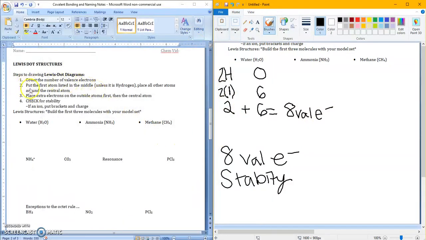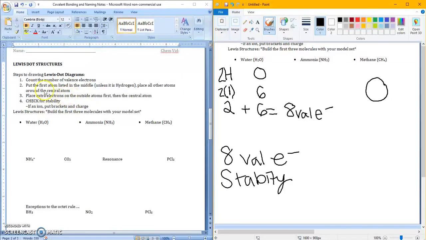So the next thing I need to do is put the first atom listed in the middle, unless it's hydrogen. Remember, hydrogen is the exception to every rule, and Lewis dot structures are no different. Okay? So I'm going to look at my molecule and see how it says H2O. Well, I would put hydrogen in the middle except hydrogen is the one exception. So instead, I'm going to put oxygen in the middle.